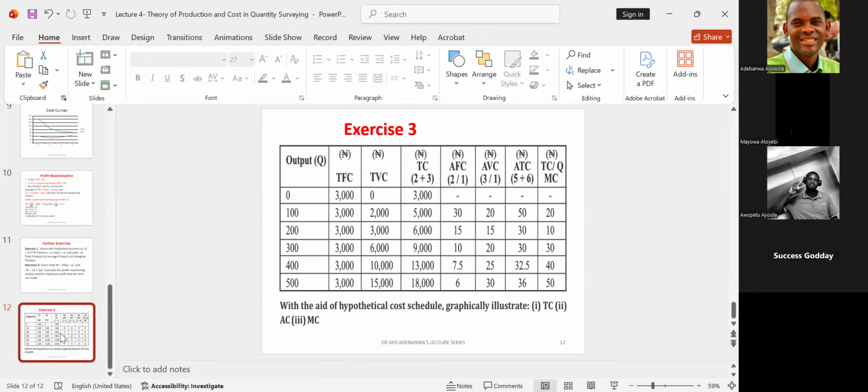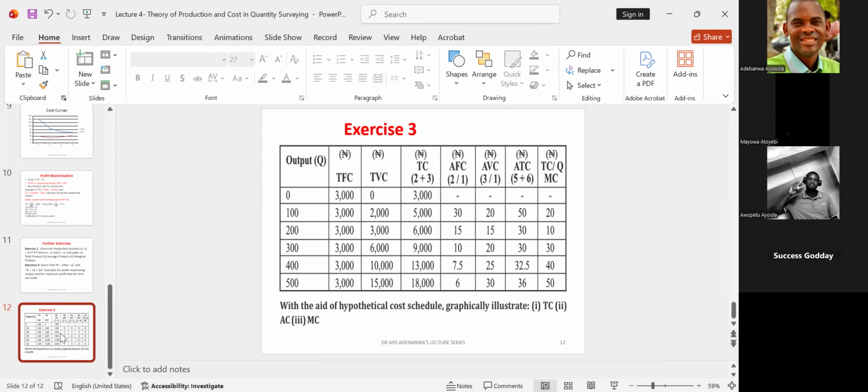Exercise 3. You are given this kind of table, and they said with the aid of a hypothetical cost table, graphically illustrate total cost, average cost, and marginal cost. It's not difficult. All that you will do now is to pick the output, you put it on the x-axis, then you pick the total cost. The total cost here is the total fixed cost plus the total variable cost. That will give you column 2 plus column 3. And if you look at it, 3,000 plus 2,000 will give you 5,000.